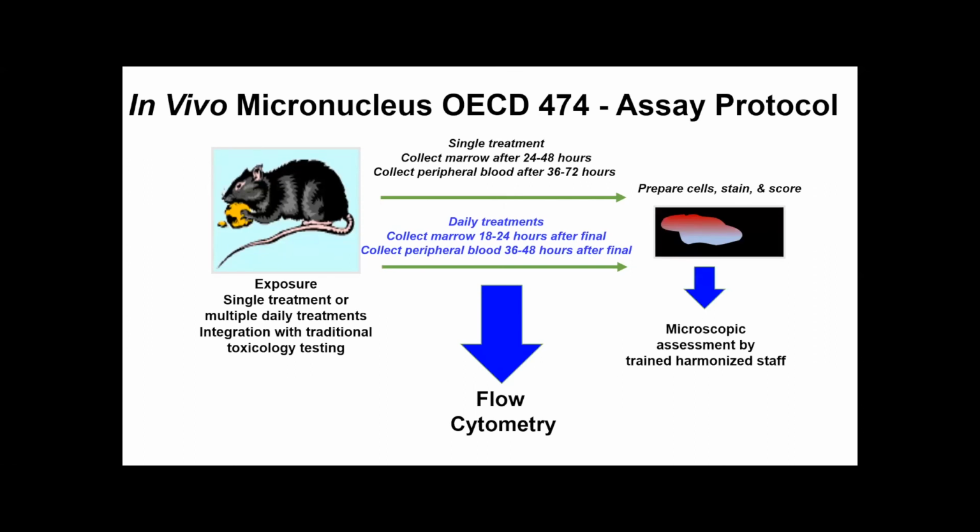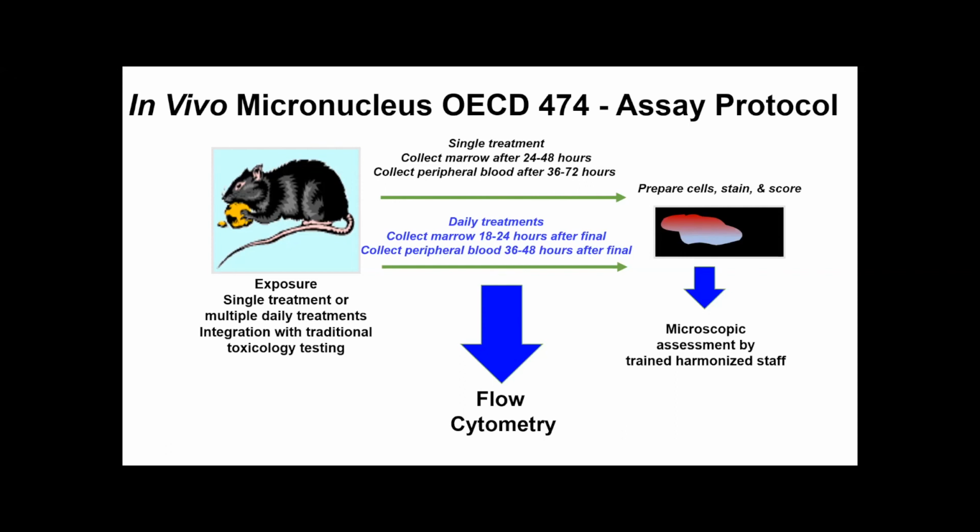The in vivo micronucleus assay. Now we're going in vivo, and basically there are 2 ways to do this: single treatment, and then you collect the bone marrow 24 to 48 hours later, because again, you have to wait after the damage occurs. Same thing in vivo in the bone marrow. You have to wait for cells to go into mitosis and cell division. And for the micronucleus assay, because you're looking at daughter cells, you have to give that some time. Or you can do daily treatments and collect bone marrow 18 to 24 hours later.